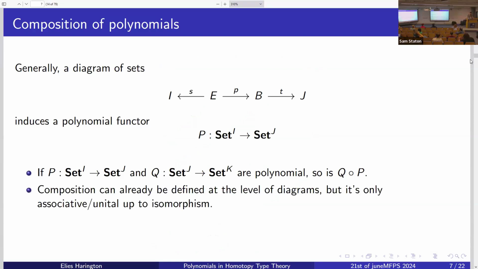And when you take a composition of polynomial functors, it is still polynomial. And it's actually possible to write at the level of diagrams how to compose those kinds of diagrams. But when you do it that way, you no longer get a category, because composition of functors is strictly associative, but the composition of diagrams, even though it represents the same composition of functors, is only associative and unital up to isomorphism. And so you actually get a bicategory, or if we only care about isomorphisms, a (2,1)-category of polynomials and sets.